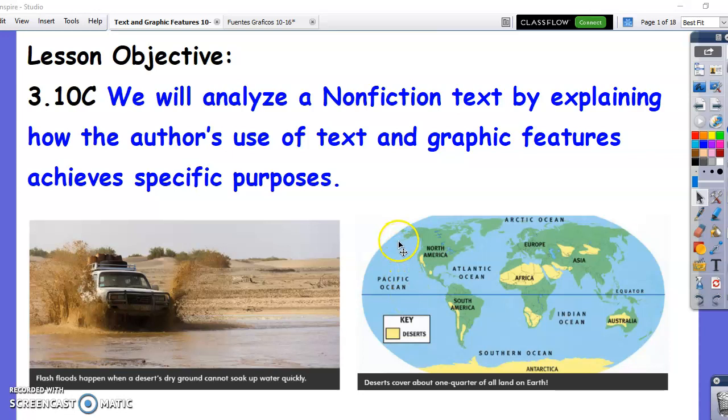Just remember, when you're reading nonfiction, the author's purpose, the reason for giving you this text, is to give you information about a particular subject. As before, when we were doing fiction, the author's purpose was usually just to entertain you with a story that has some kind of moral or lesson to be learned at the end. So we're going to be learning, obviously, since the title is Living in the Desert, facts and information about living in deserts.